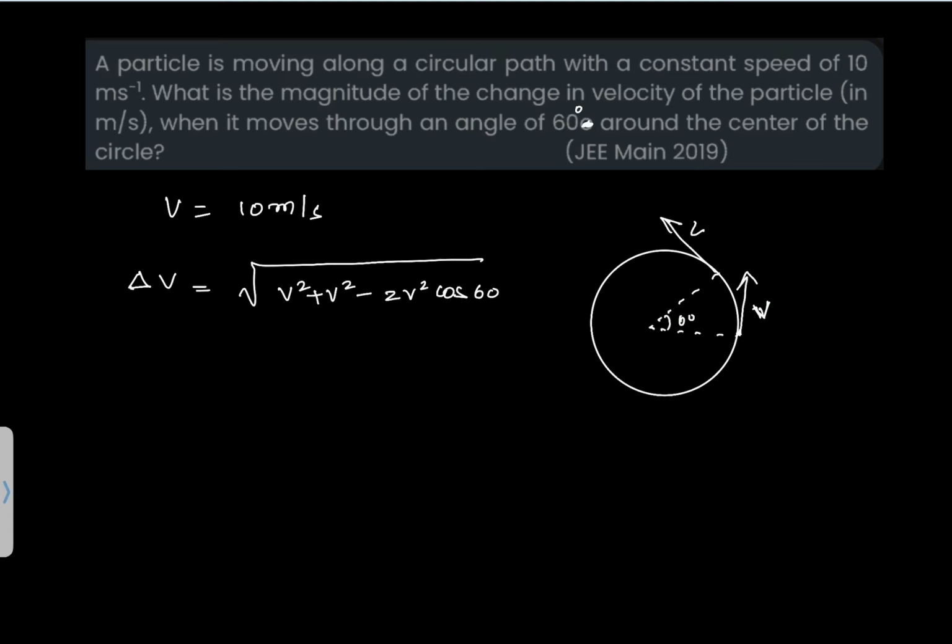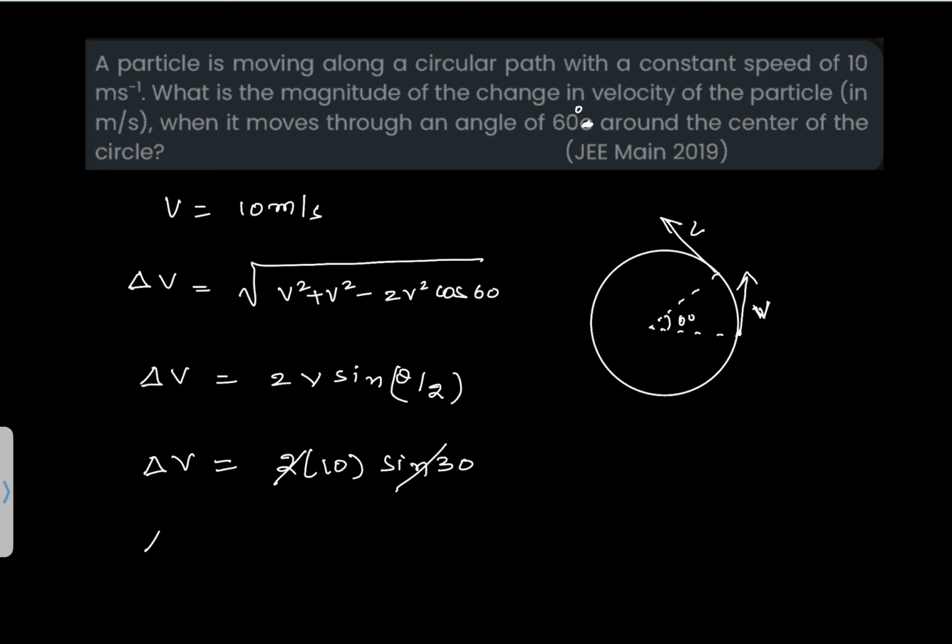In practice, we'll already learn this formula whenever we're talking about change in velocities. Directly when I solve this also, I'll end up with the formula 2v sine theta by 2. You can simplify this, you will get the same answer. So directly I can keep the value now. v will be 10, sine 60 by 2 is sine 30, and this sine 30 is 1 by 2, so sine 30 and 2 will get cancelled. Only the change delta v will be 10 meter per second. Answer is 10 meter per second.